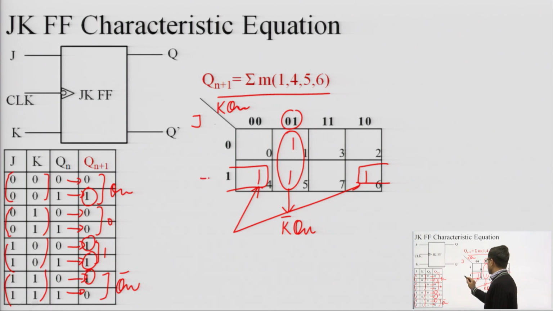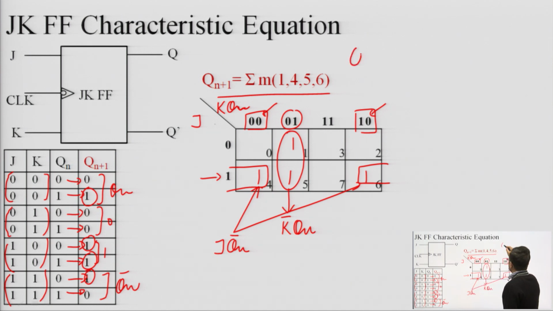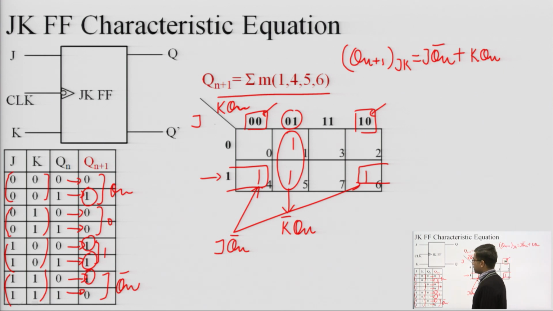So, this will result in 0 1 corresponding to K bar Q n, and this corresponds to J from the row side, and from this 0 0 and 1 0 this 0 is common, which corresponds to Q n bar. So, it becomes J Q n bar. We can mention here that Q n plus 1 for JK flip flop is equal to J Q n bar plus K Q n. This becomes the characteristic equation of the JK flip flop.